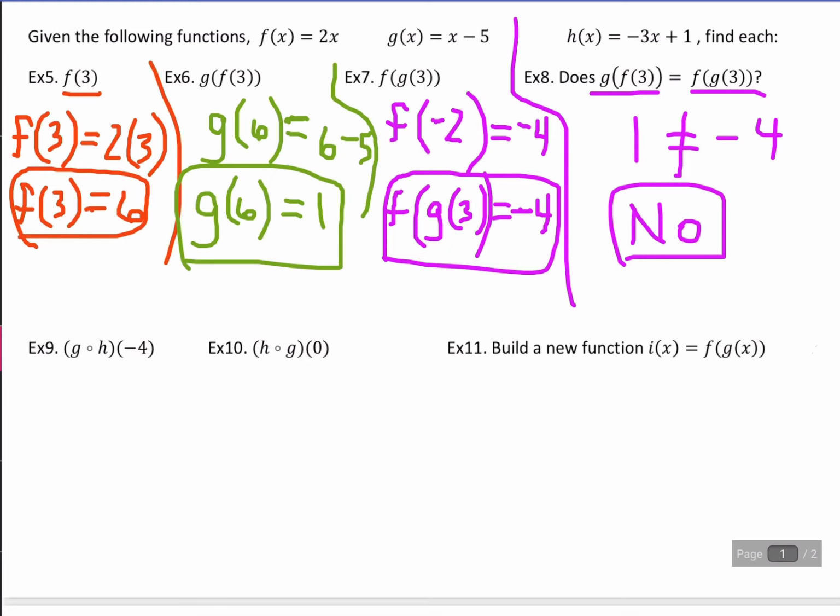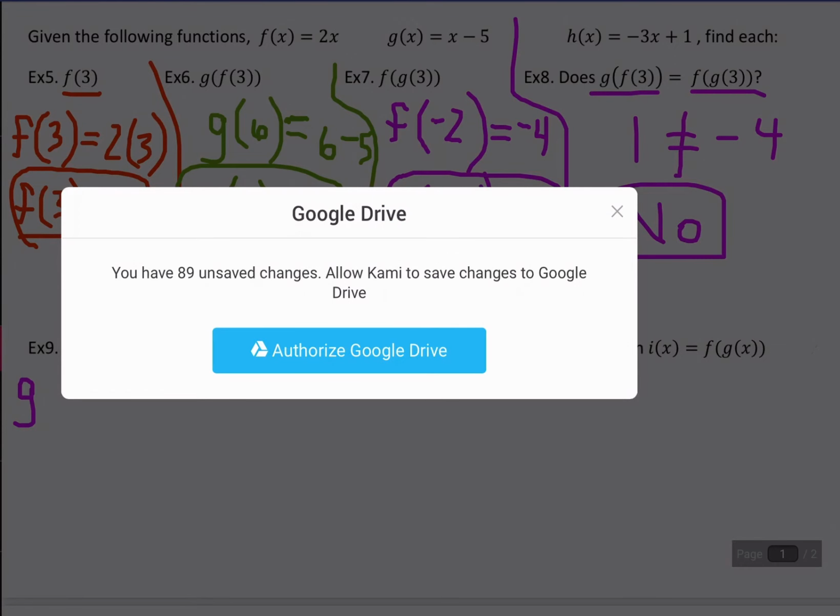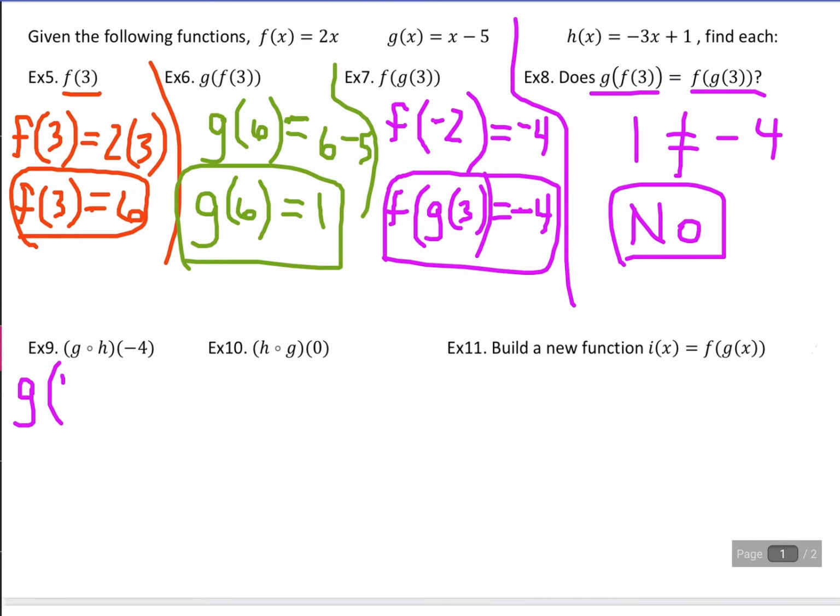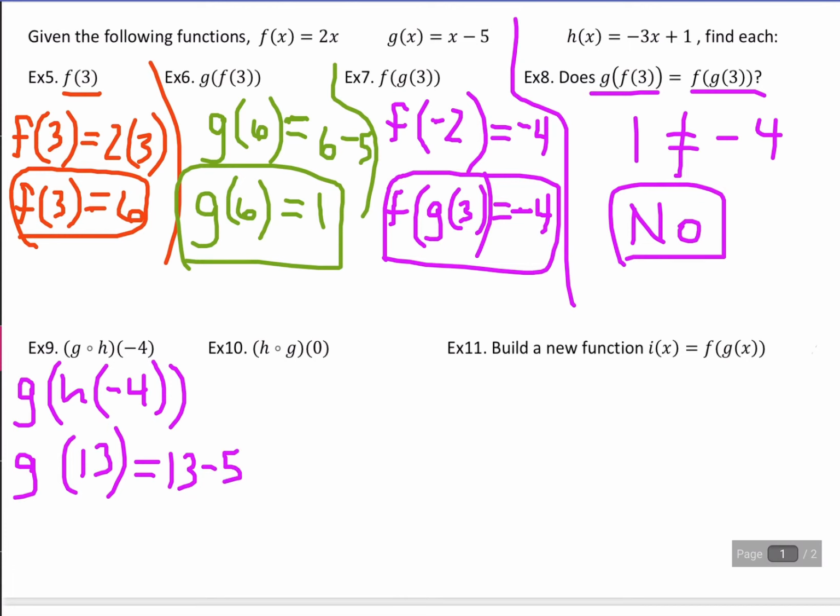All right, number 9, g of h of negative 4, or g composed with h of negative 4. Put negative 4 into the h function. The h function is a little bit more complicated. With the h function we multiply by negative 3 and then add 1. See if you can track with me. Negative 4 times negative 3 is positive 12. 12 plus 1 is 13. So we're putting 13 into the g function. The g function just subtracts 5. And so we get 8.